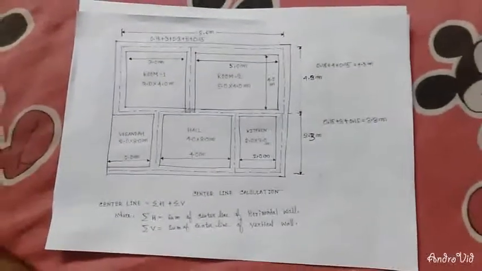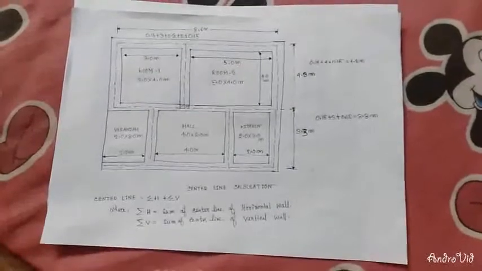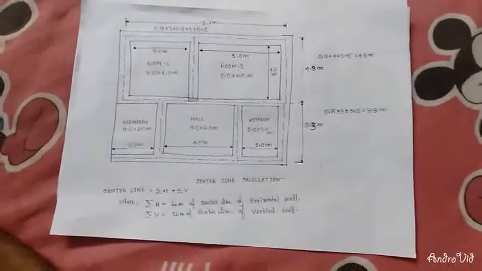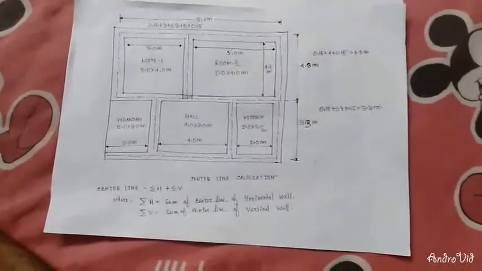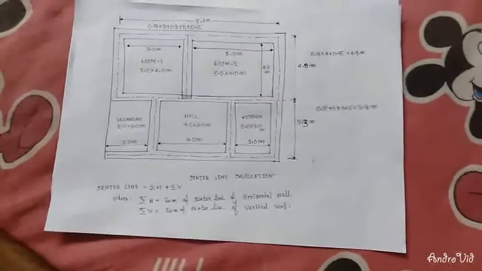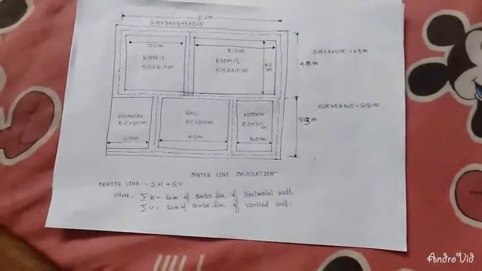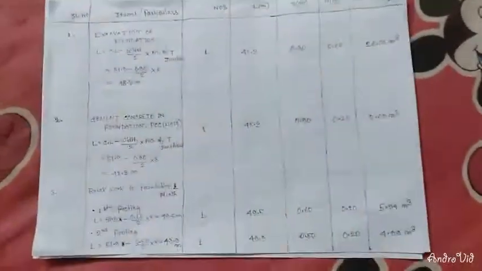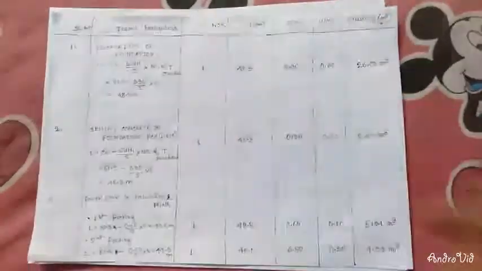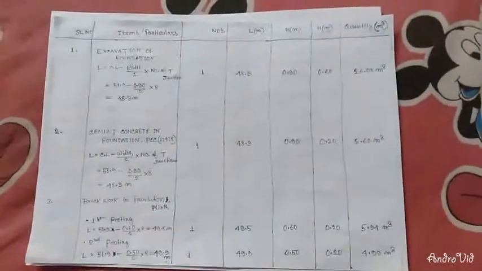If you have understood this basic, then you have done most of the estimation part. Next, we don't have any complex calculation. You just have to read the drawing, find out the dimensions and put them in tabular form. So this is the tabular form where we have to put all these items and all the data.